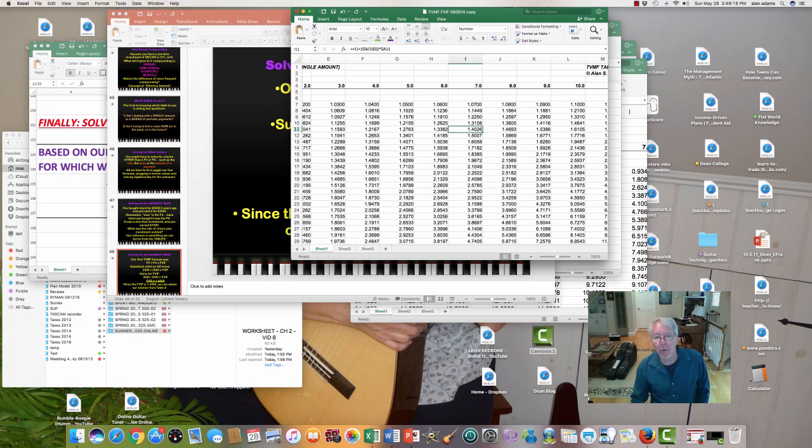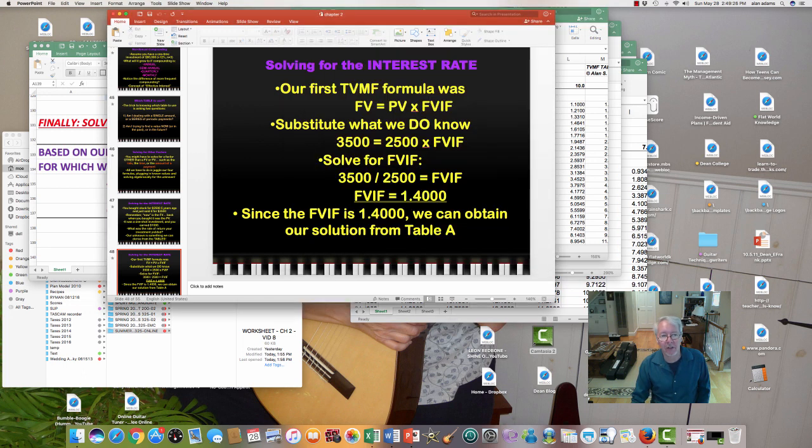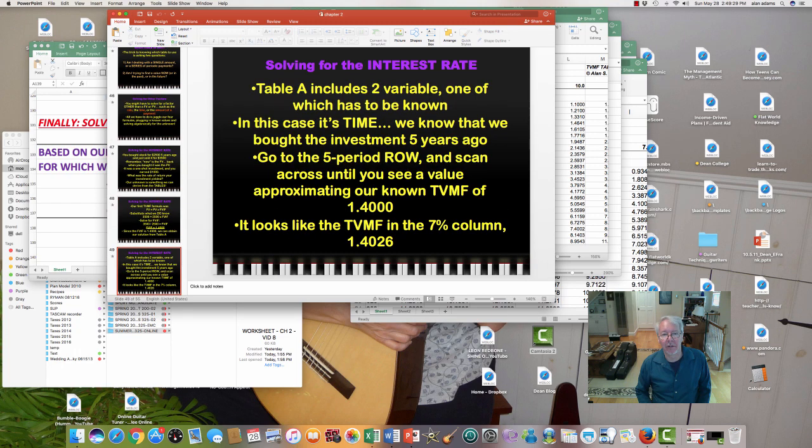It appears that 1.4026 is the answer. Therefore, it's in column I. The answer must be, therefore, 7%. Okay? So there's the slideshow.